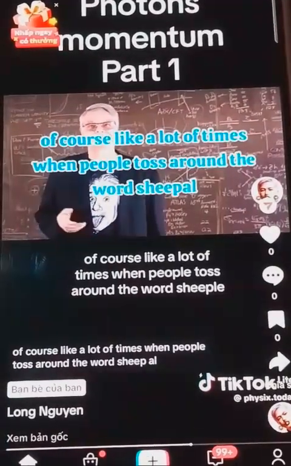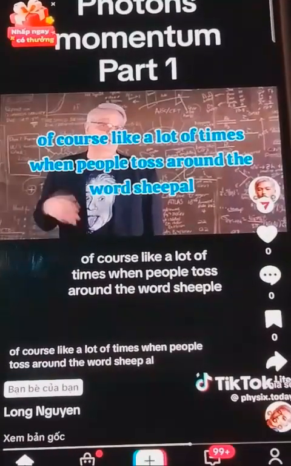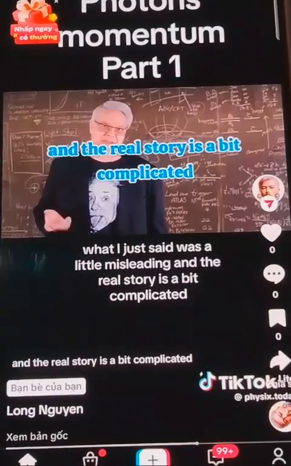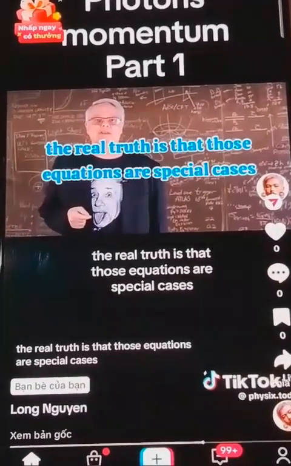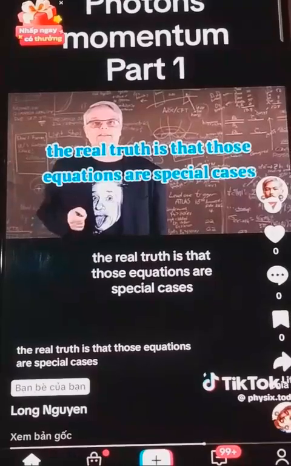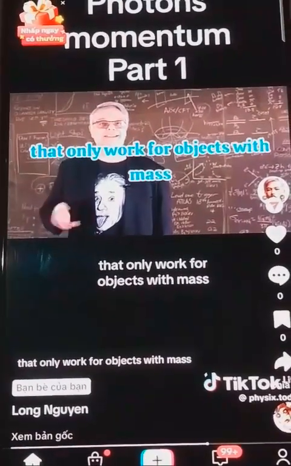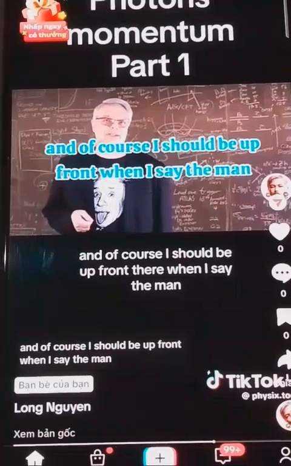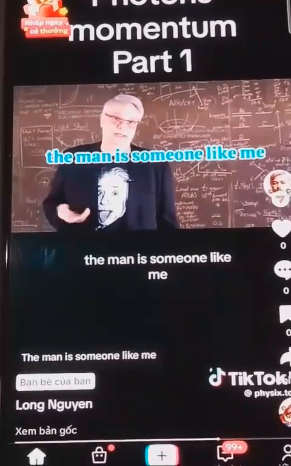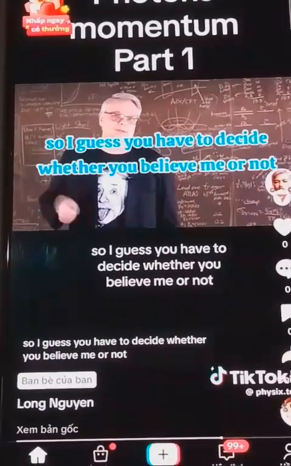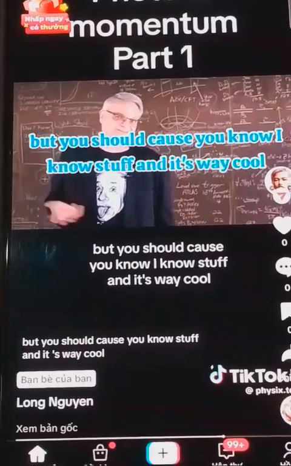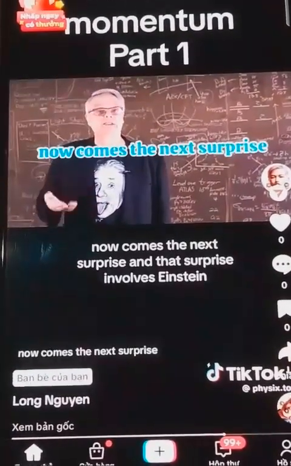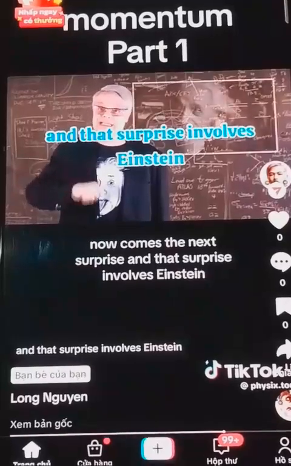Of course, like a lot of times when people toss around the word sheeple, what I just said was a little misleading, and the real story is a bit complicated. The real truth is that those equations are special cases that only work for objects with mass that are moving at slow speeds. And of course, I should be upfront that when I say the man, it is someone like me, so I guess you have to decide whether to believe me or not, but you should, because I know stuff, and it's way cool.